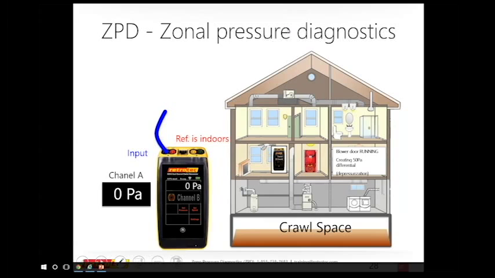Okay, so this is the most common setup you'll use with any kind of gauge. For the most part, you're going to use the input, and again, the reference is not connected.